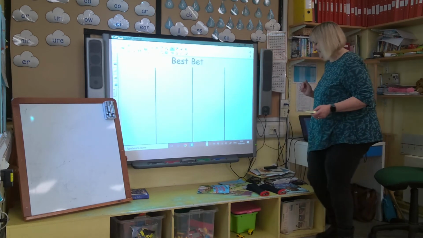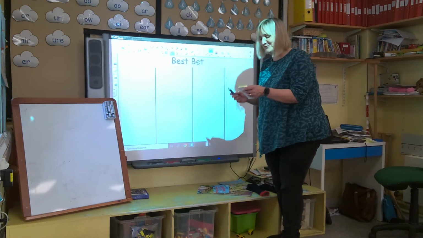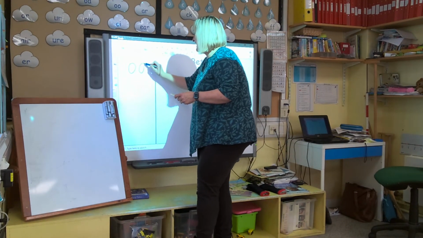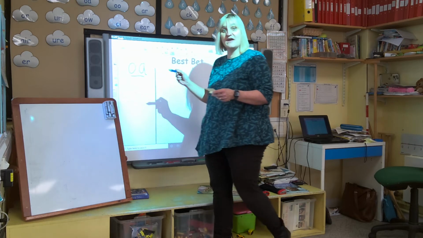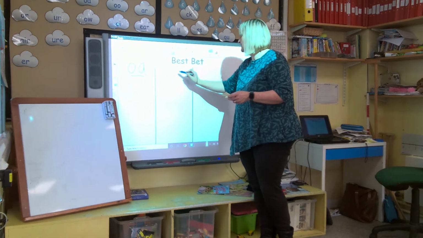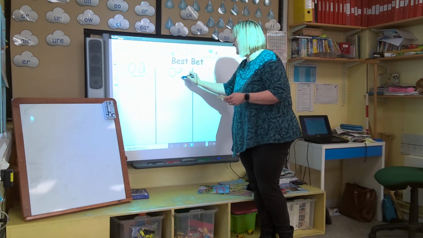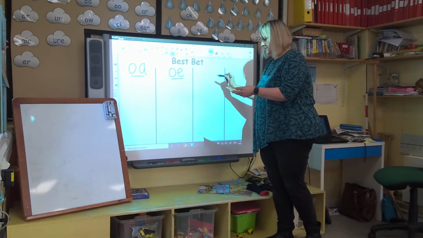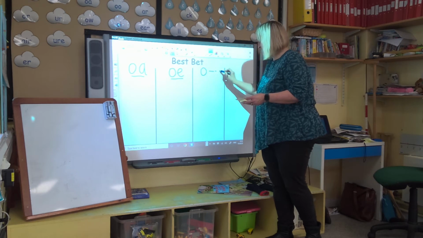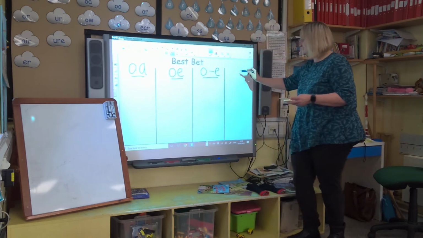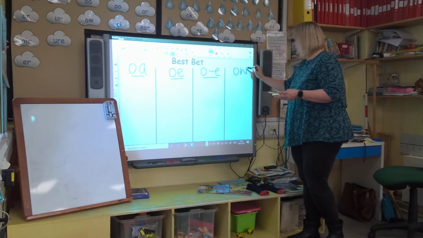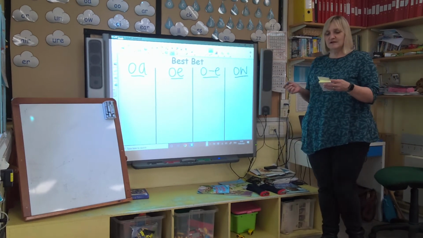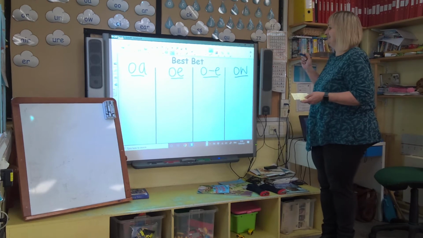So here's our best bet with all of those O sounds. So here's our O and an A working together. That's the phase 3 O sound. Here's one of the phase 5 O sounds. Here's the other phase 5 O sound. And here's the one we've just looked at being an O sound. So this is why it can be so complicated when we're doing our phonics with all of those different sounds.